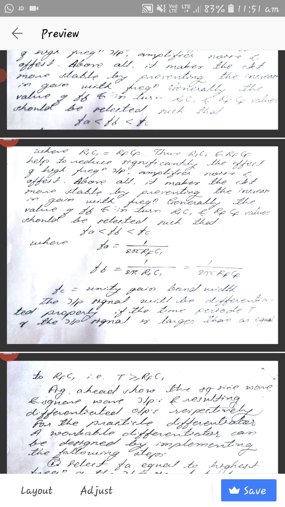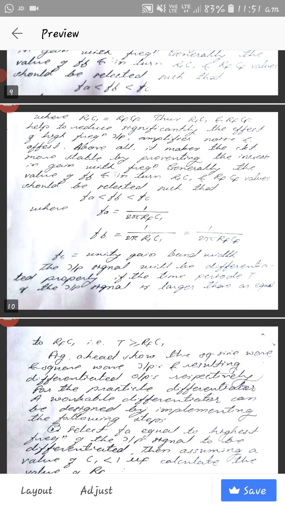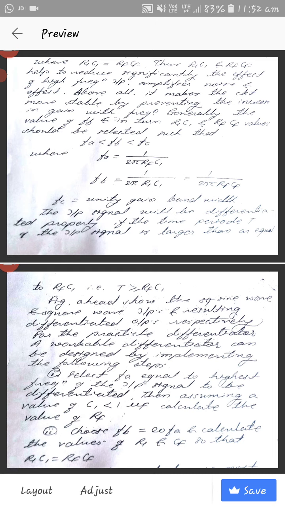Above all, it makes the circuit more stable by preventing the increase in gain with frequency, and generally the value of FB, in terms of R1 C1 and RF CF, should be selected such that FA is less than FB is less than FC.